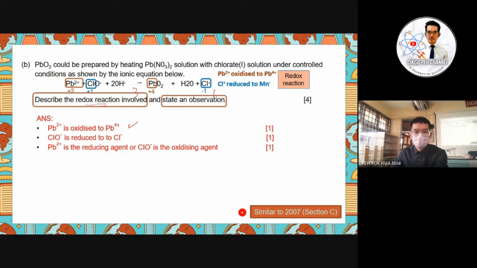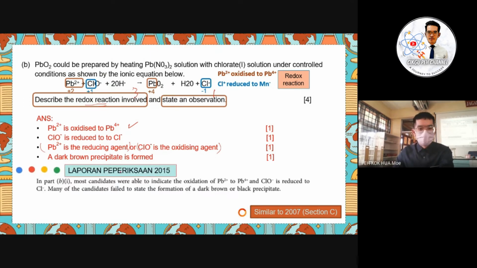Pb2+ is oxidized to Pb4+. Then ClO- will be reduced to Cl-. And then we give that Pb2+ acts as the reducing agent, and ClO- will be the oxidizing agent. So that means for a redox reaction, we have to give the agents for the reactants. And then 1 mark will be for the observation. A dark brown precipitate is formed. Okay, this is the PbO2.